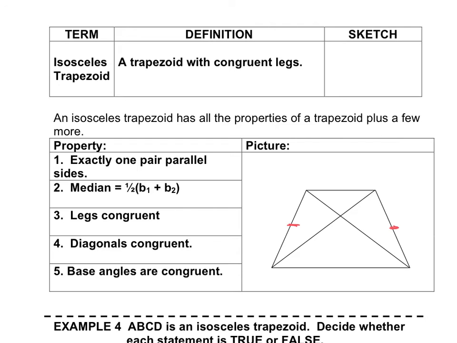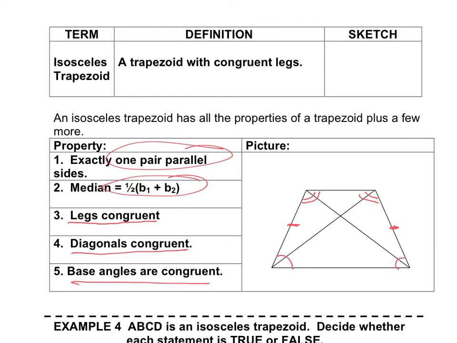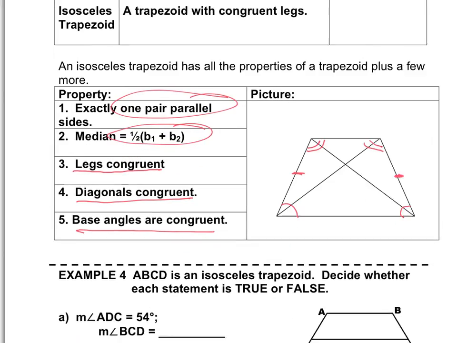It still has all the other properties of a trapezoid: exactly one pair of parallel sides, the median. It just adds in the fact that the legs are congruent, the diagonals are congruent, and the base angles are congruent. These guys are congruent, those guys are congruent. So lots of congruent pairs in an isosceles trapezoid. Let's see if we can apply this.